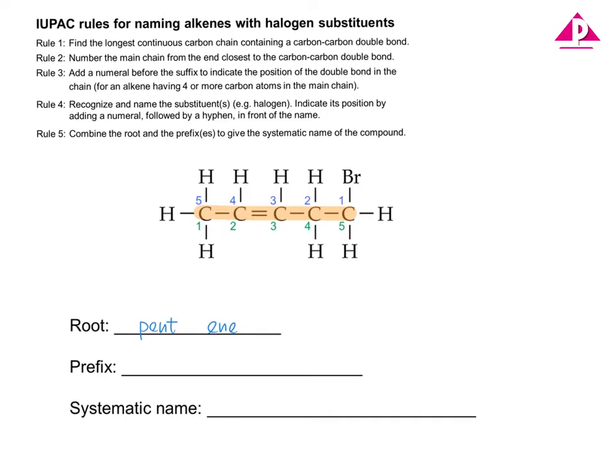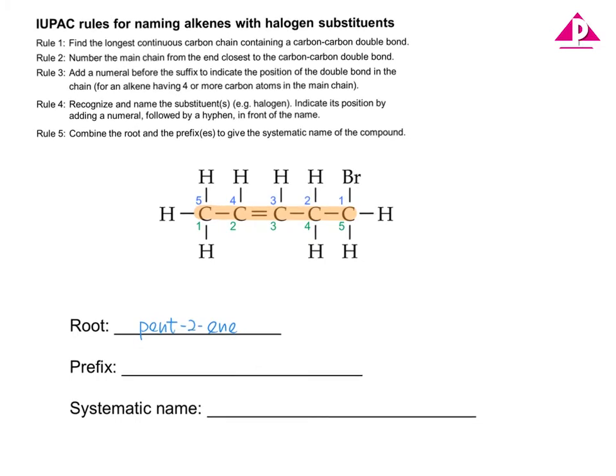According to Rule 2, we should start numbering the chain from the end closest to the carbon-carbon double bond. If we use the green numbers, the carbon-carbon double bond is between the second carbon and the third carbon. If we use the blue numbers, the carbon-carbon double bond is between the third carbon and the fourth carbon. For this reason, we should use the green numbers. So the root is pent-2-ene.